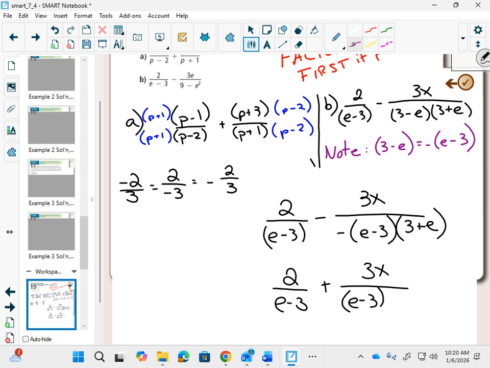I like this the best because now we're adding instead of subtracting, so our chances of making a mistake are less. That would be my favorite. I would choose this option here and work with it. It's not wrong if you kept it on the bottom or you moved it to the top. My least favorite would be keeping it on the bottom because it makes our denominator more complicated.